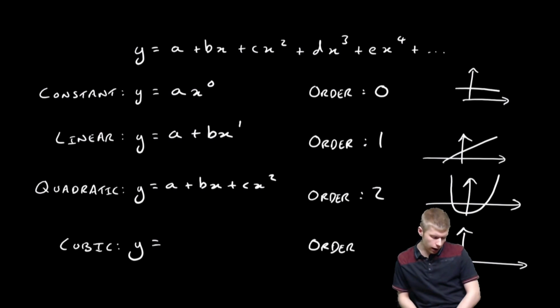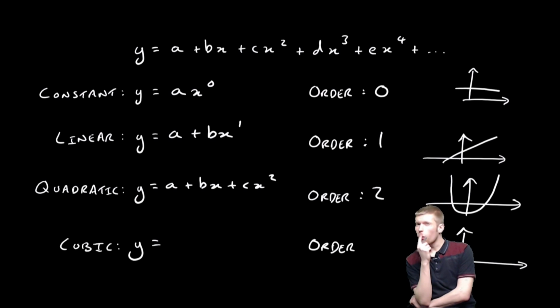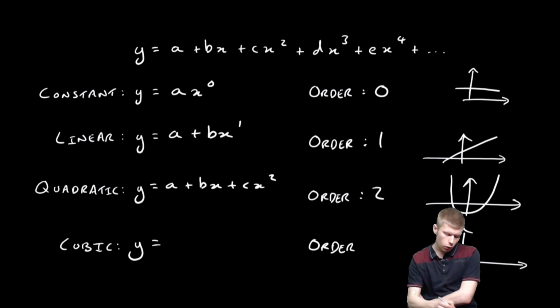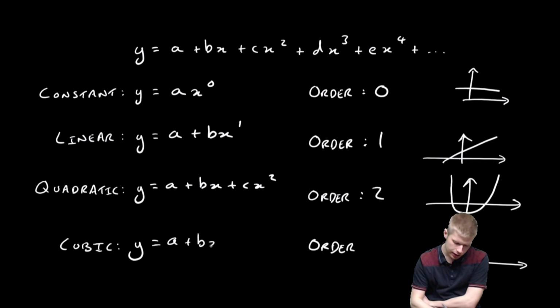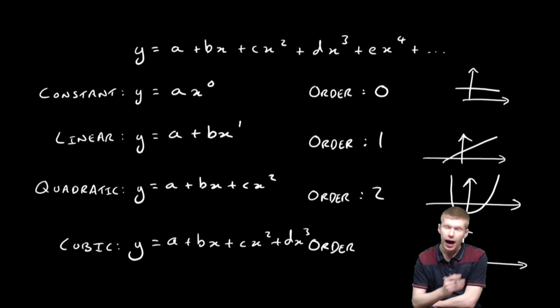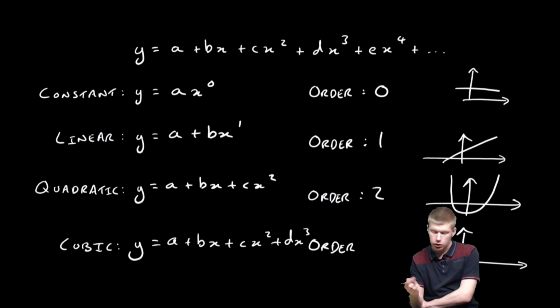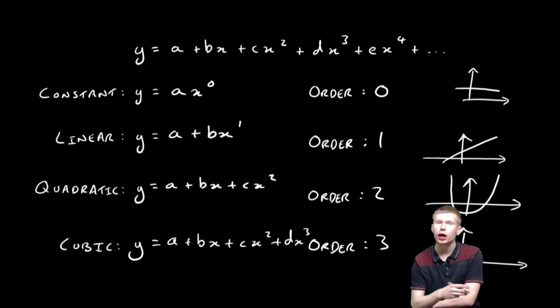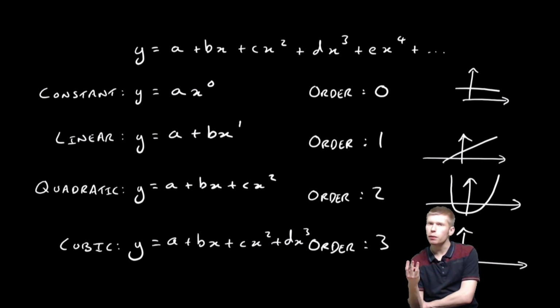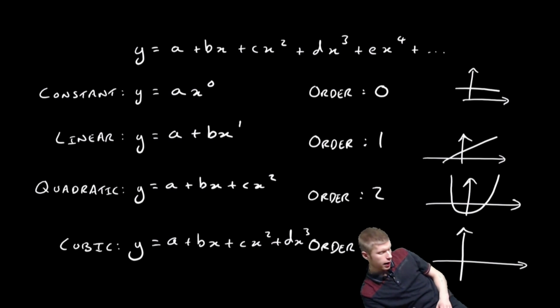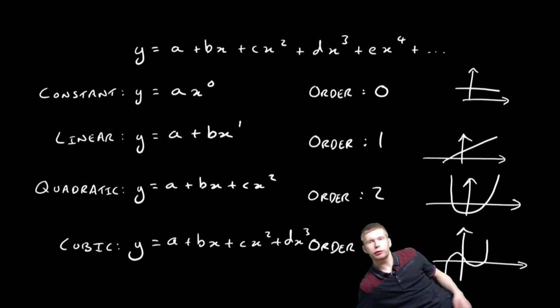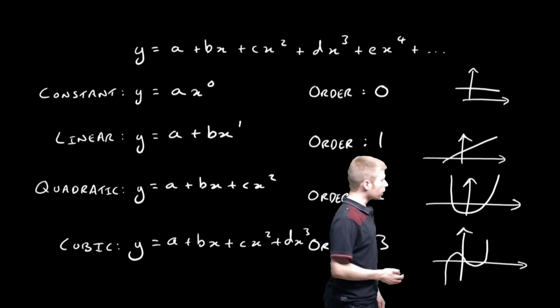A cubic then. I wonder what a cubic could be. Well, we've just had a plus bx plus cx squared. A cubic would just be getting as far as the dx cubed term, the x cubed term. And a cubic is of order 3. Cubic, cube, get it? A cubic would look something like that.